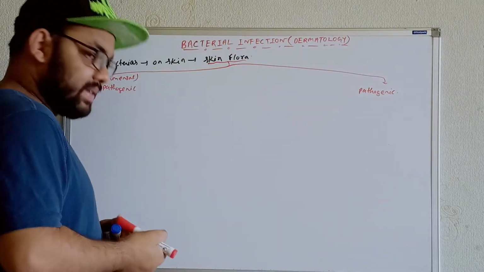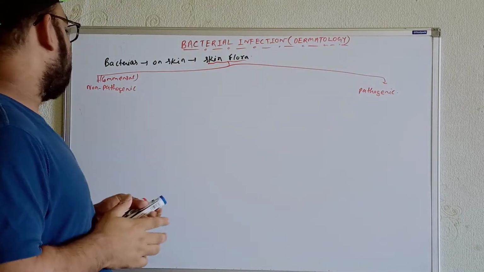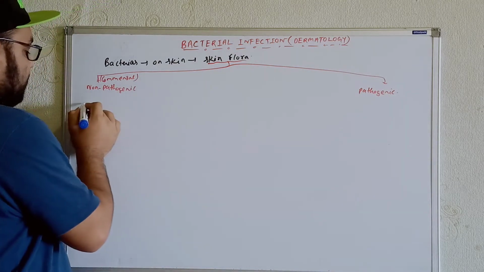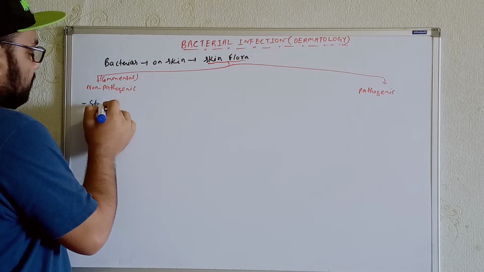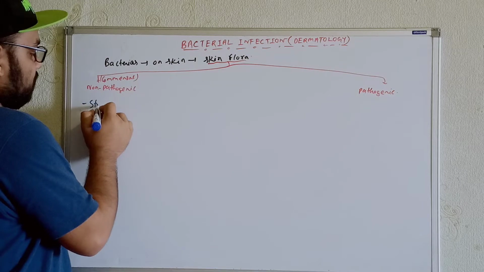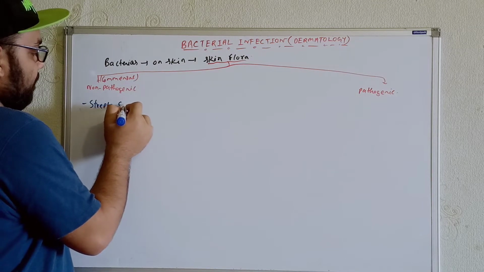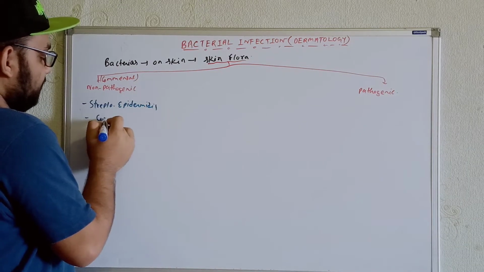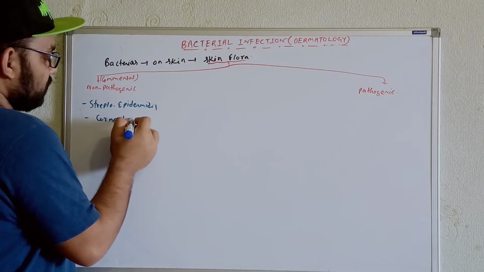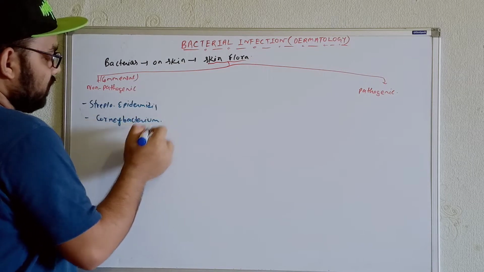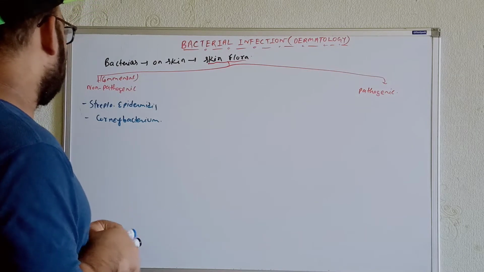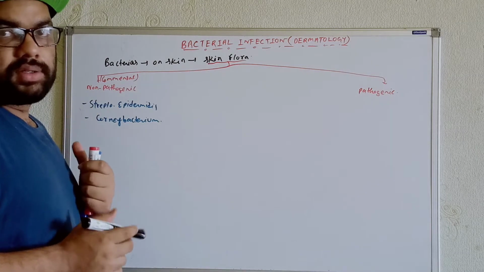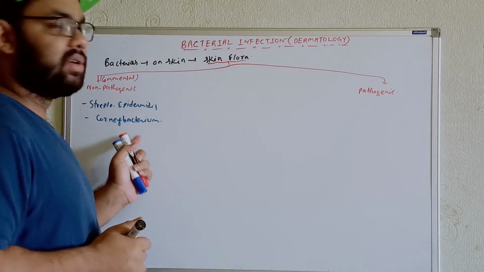Now let's write down some examples: what types of bacteria we get in terms of the non-pathogenic, and what types we get in terms of the pathogenic on the skin. Here we get, for example, Staphylococcus epidermidis. We can get the Corynebacterium. These bacteria are basically non-pathogenic under normal circumstances.